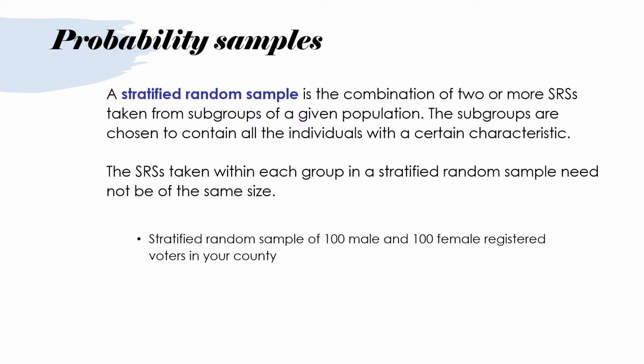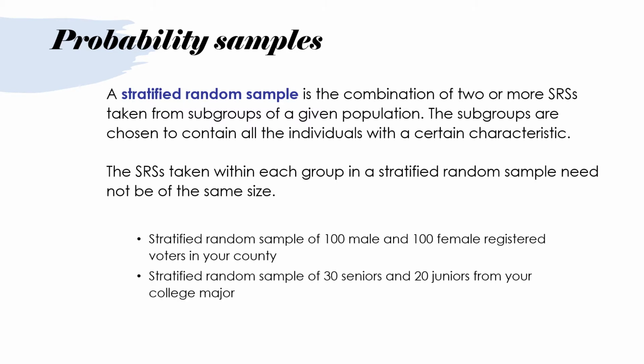In this case, we have an equal number in the whole population, and from that, we are trying to take samples from these subgroups of 100 males and 100 females. Or we can also have examples like this: a stratified random sample containing 30 seniors and 20 juniors. So maybe from 30 seniors we can pick 10, and from 20 juniors we can pick 10, and then those 10 plus 10, 20, will be our stratified random sample.